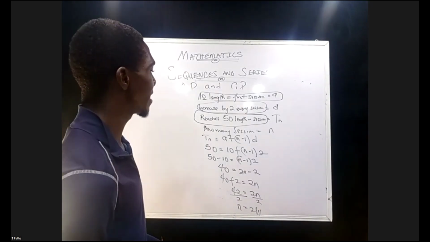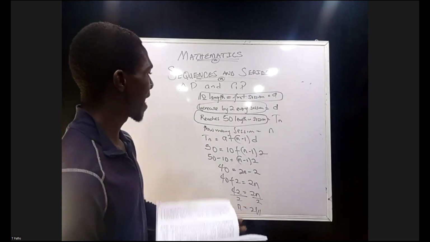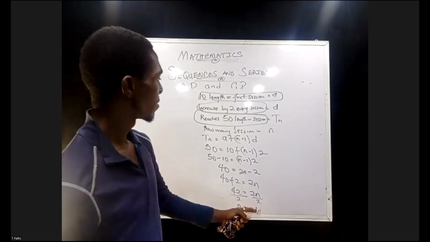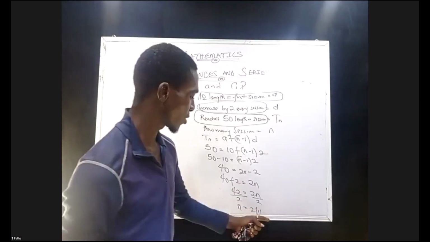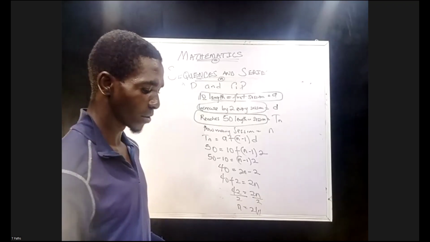So after how many sessions did Anne reach 50 lengths in a session? It is after the 21st session. So the number of sessions you are looking for here is 21, which is also in the options. Is this question well clear? Yes, sir. Okay, thank you very much.